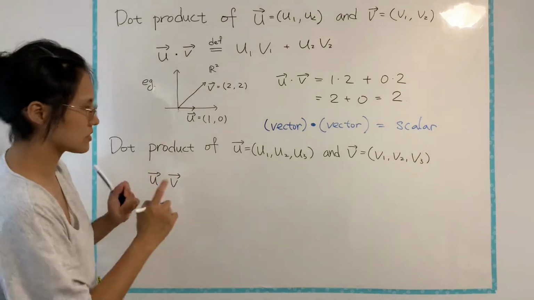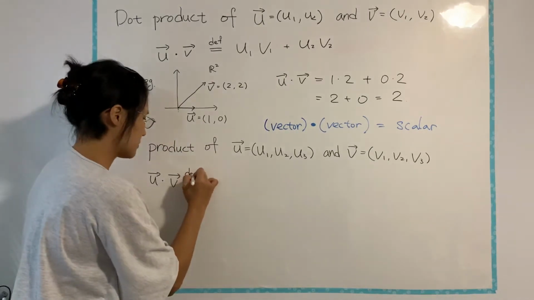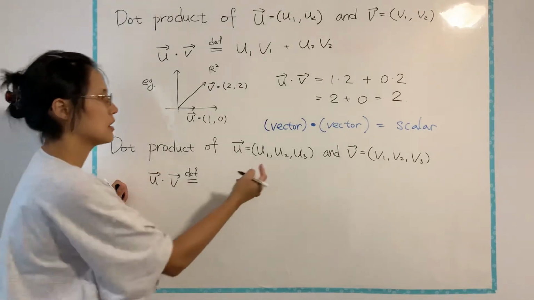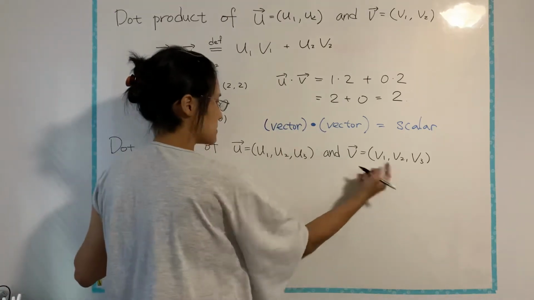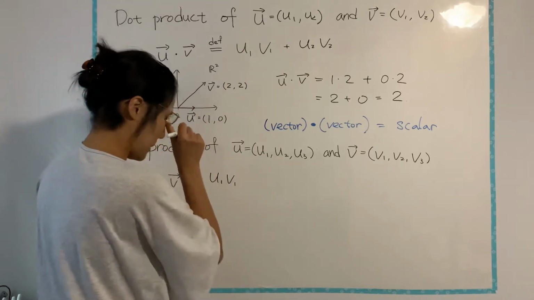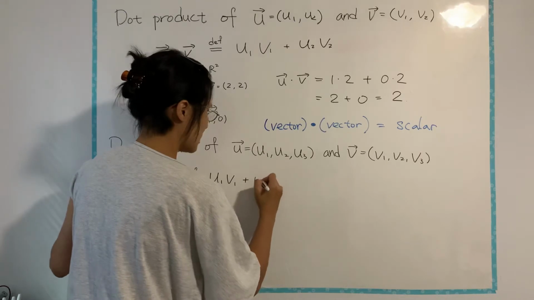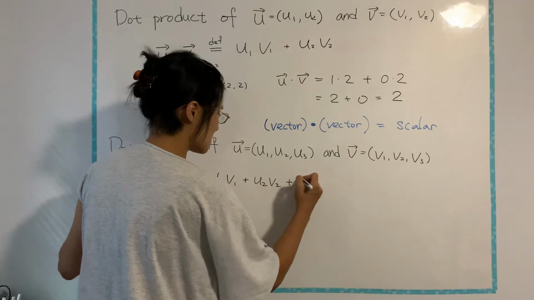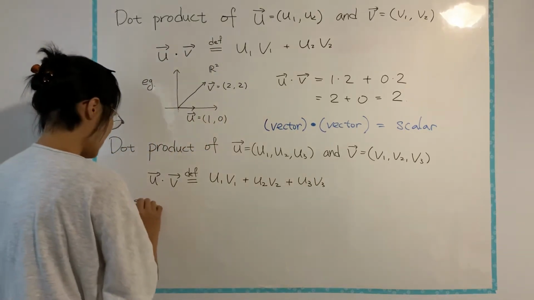Similarly, if I have two vectors living in R3, I have a similar formula for the dot product of these two vectors. And you can guess, I'm going to have u1 times v1 plus u2 times v2 and so on. So on the right hand side, the multiplication of the first components, plus the multiplication of the second components, plus the multiplication of the third components.